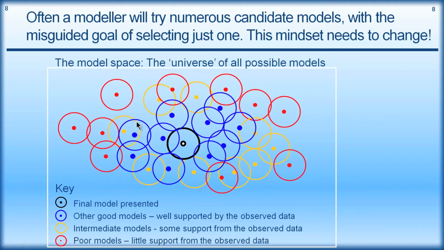And then at the bottom we have poor models. So this is little support from the observed data. So the data doesn't like this relative to these other models. These other models are actually considered better. So we may be interested to know more than just predictions beyond the final model here, and actually to know what was going on in some of these other models as well.